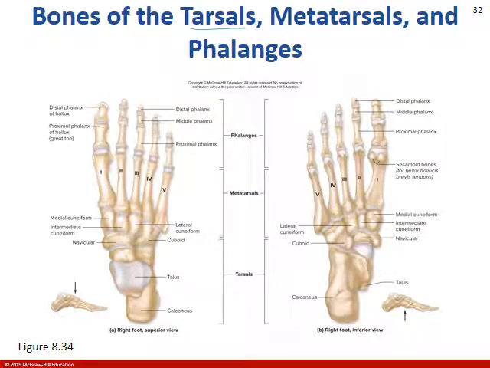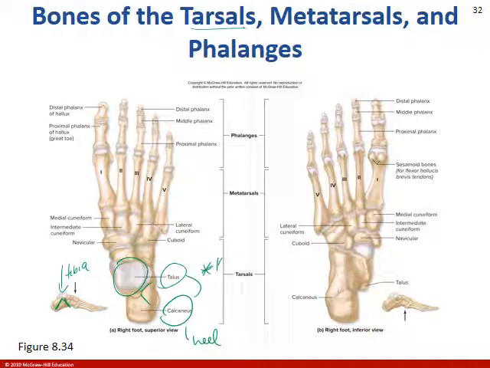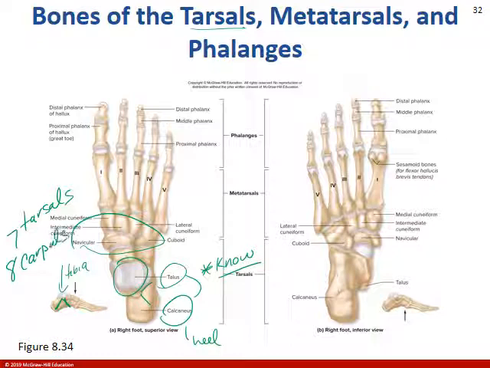Now we move to the tarsals. Remember, you have all of the weight from your tibia, and it's all being put on the talus. And from the talus, it's spread out to the calcaneus. This would be thought of as your heel bone. So these two, you do have to know their names because they're important in distributing weight. The rest of the tarsal bones, you do not have to know their names. You should realize there are 7 tarsals where there are 8 carpals.